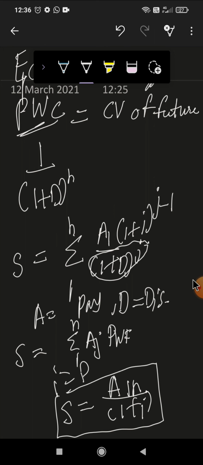Now the next topic is repayment of loans in equal installments, in EMIs. How we can repay the loans in equal EMIs, that we are going to study.